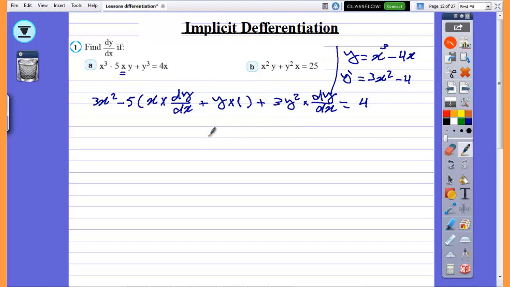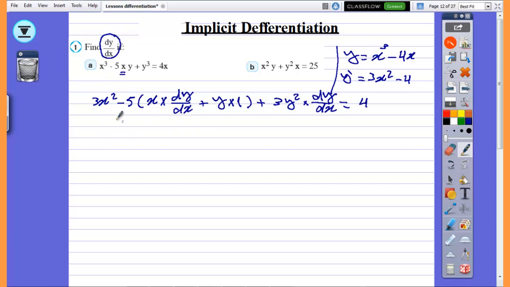What is new here? When we take the derivative of x power 3, it's 3x square, and we stop here. But when you differentiate y with respect to x, we must write dy dx, because we differentiate with another variable. Now don't forget that the required is to find dy dx.